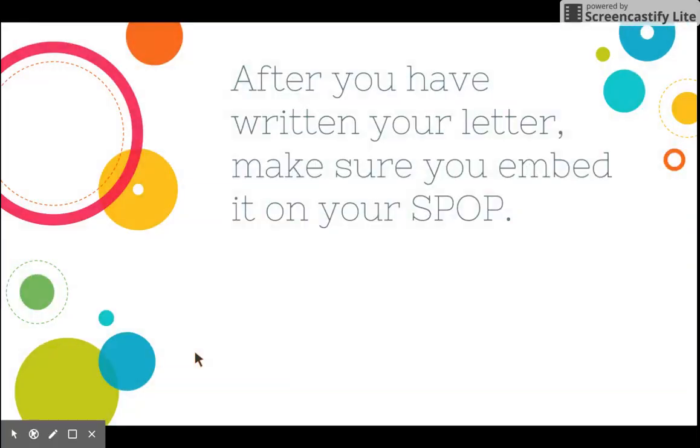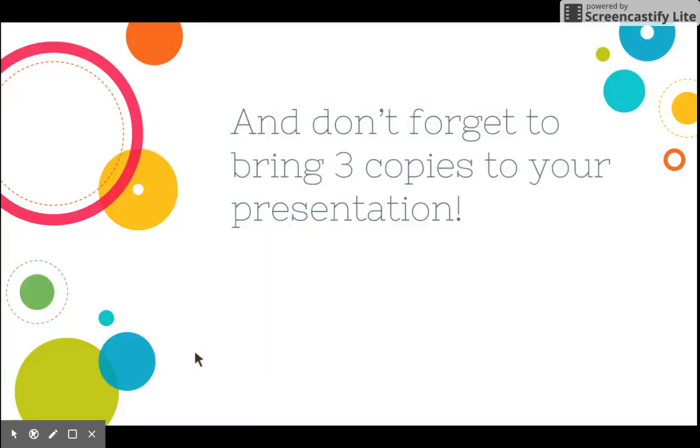When you're done with this letter, make sure you embed it on the correct page on your SPOP, and then please do not forget to bring 3 copies to your presentation, because you may not have people on your panel who are willing to give you the benefit of the doubt of printing that out and giving it to them after the fact. Not only that, but if you think about it as more than a formality and actually a legitimate introduction of who you are to your panel, it's a pretty nice thing to do as well.